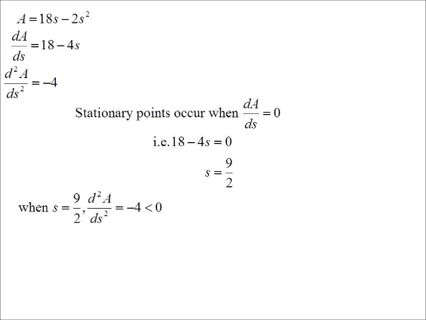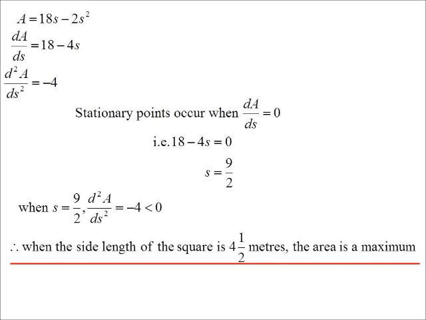Well, in this case, it's negative 4 for everything because we've got a parabola, so it just has a constant concavity. But that's less than 0. That's the key thing. So I know that that's a maximum turning point. So I answer the question. It's not actually asking for the area. It just wants to know the side length when the area is a maximum. So I know the side length of the square is 4.5. That area will be maximised.